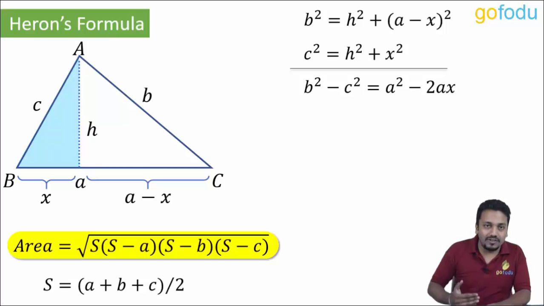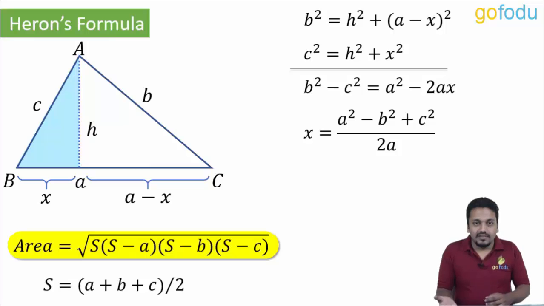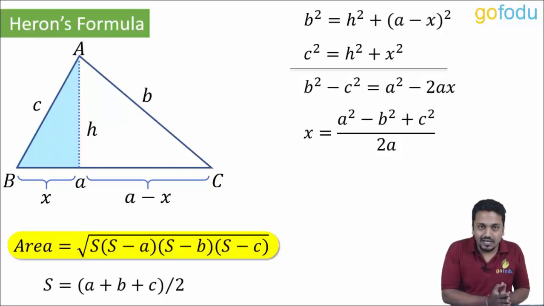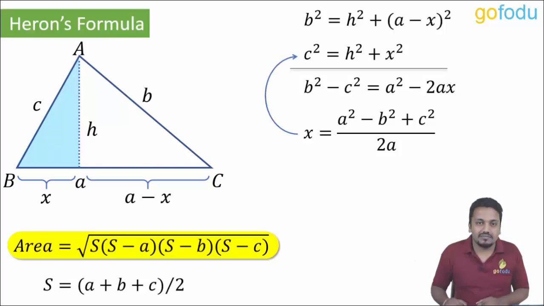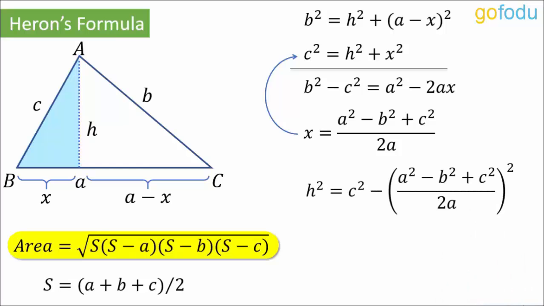Keep X in left hand side and bring everything else on the right. Now this value of X, put it back in the second equation. What you will get is H in terms of A, B and C. Area of triangle will be half base A into height, which we have calculated in terms of A, B and C. Basically, we will get area in terms of three sides.